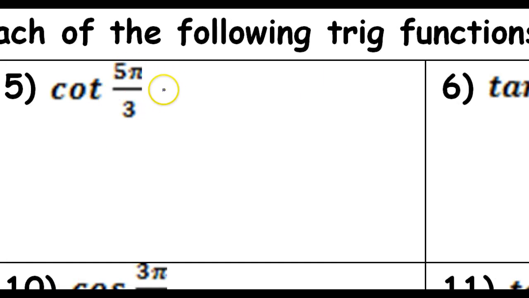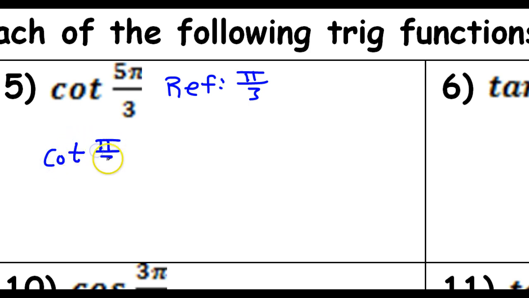Cotangent of 5 pi over 3. Well, start with the reference angle. The reference angle is pi over 3. So this is going to be the same thing as the cotangent of pi over 3, give or take a negative sign. It might need a negative sign on it. Now this is going to be the same thing as the tangent of pi over 3, except cotangent is the reciprocal. So if I can find the tangent of pi over 3, which I can, I will just turn it upside down, and then that will be the cotangent.